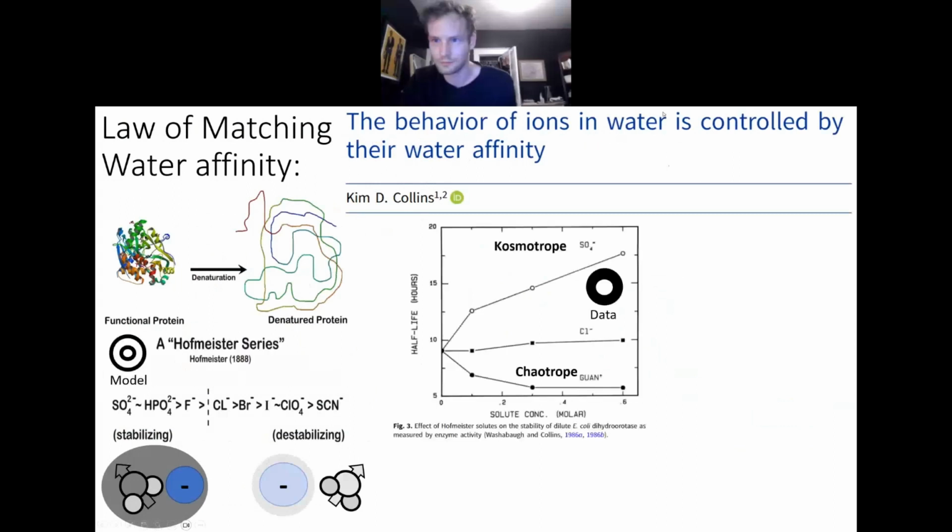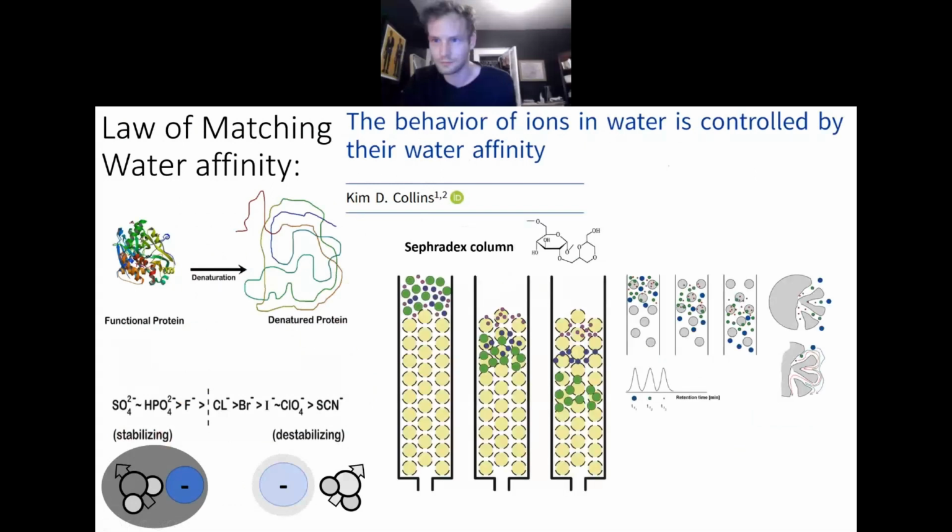And what he means by this, from the data they shared, this is an enzyme half-life, an enzyme that they purified from E. coli. When they keep the enzyme in a cosmotrope solution, it's much more stable, again stabilizing, so it's active for longer, but in a chaotrope, it falls apart and denatures. So what Collins wants to understand is how these are interacting with each other to create this effect. And he's going to argue that it's based on water affinity.